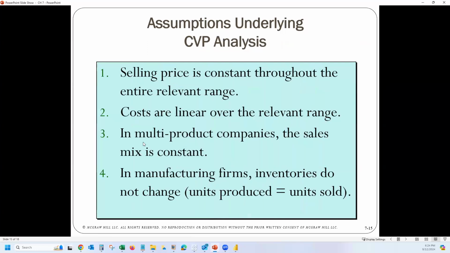The other thing is, in multiple product companies, the sales mix is constant. In manufacturing firms, inventory does not change. So they must have adequate inventory for them to achieve that break-even point.